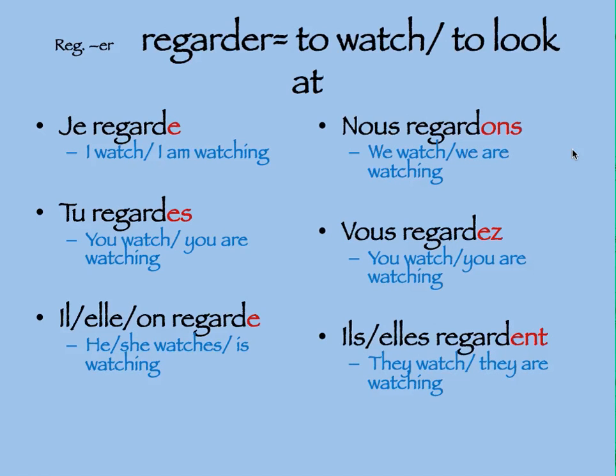Ils regardent. So two things I'd like to mention here. First and foremost, you must memorize these endings to apply to the other regular verbs. Second, notice that the je, tu, il, elle, on form and the ils, elles form all sound the same. You may have heard me refer to this as the boot pronunciation. Listen to this. Je regarde, tu regardes, il regarde, elle regarde, on regarde, ils regardent, elles regardent. See, they all sound the same, and it does form a boot on our conjugation table.